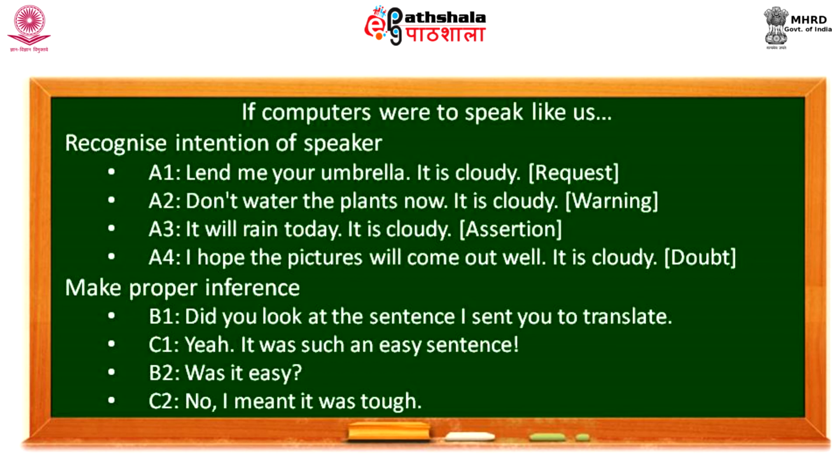It is cloudy is an utterance. Now at each stage, and depending on the context, the dialogue act may be different. Lend me your umbrella, it is cloudy. Here it is cloudy means a request. Don't water the plants now, it is cloudy. So the utterance is a warning. It will rain today, it is cloudy, an assertion.